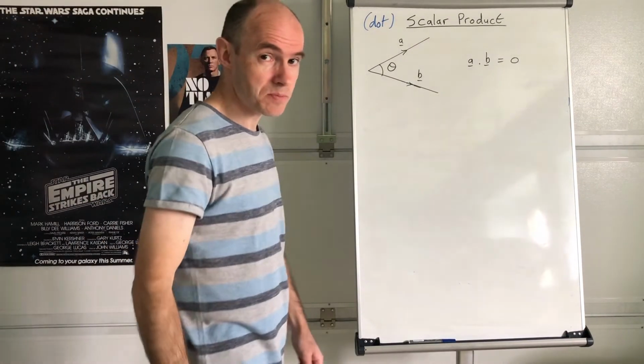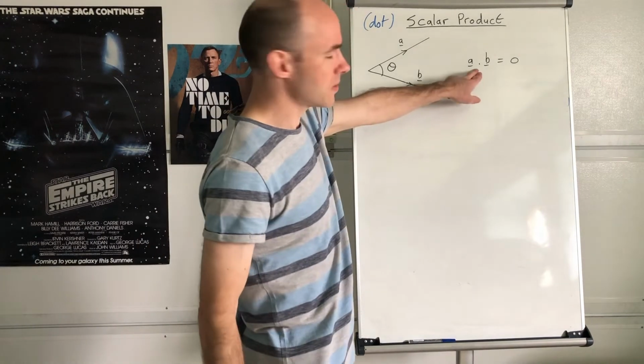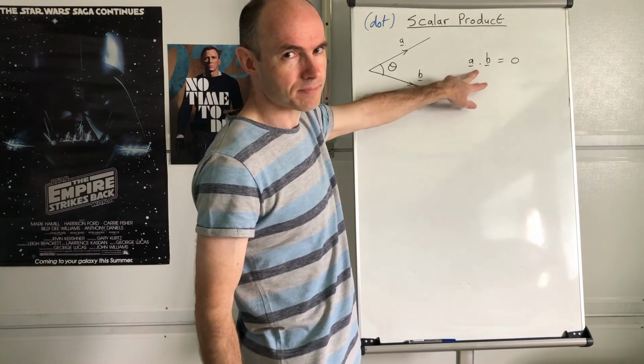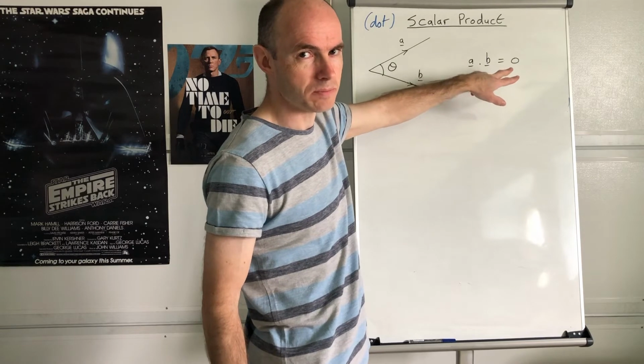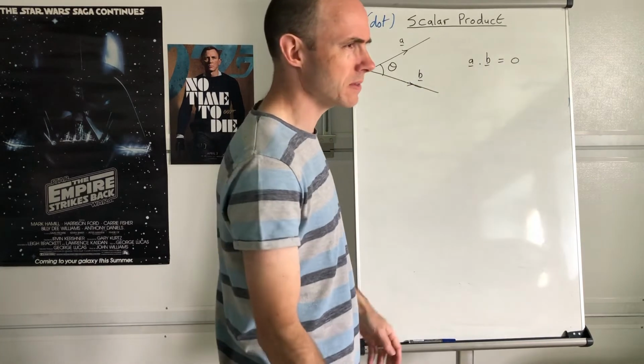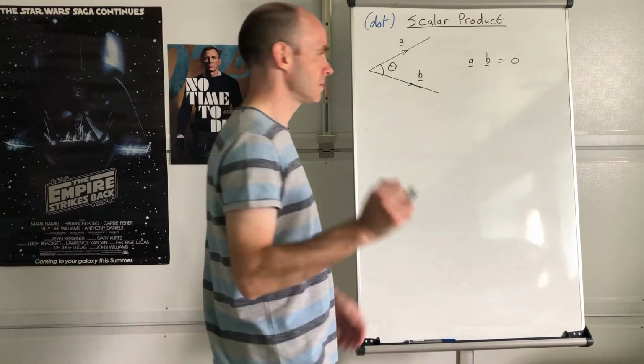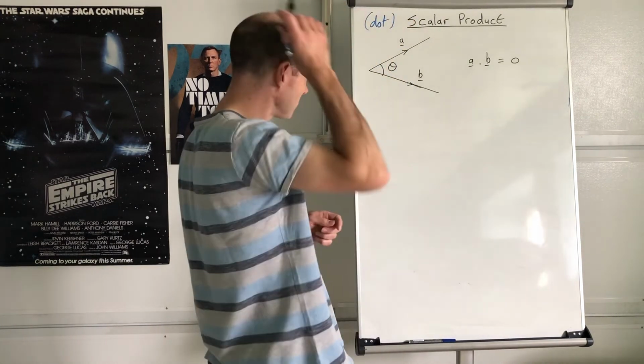Right, still with scalar product. What do you think is the significance of this if A dot B equals 0? Give you time to think about it. If you still haven't got the answer, I hope you pause the video.